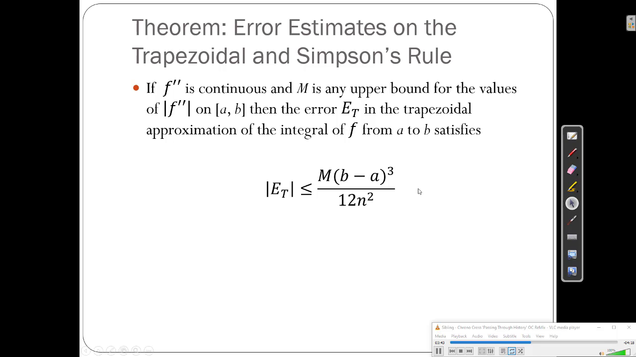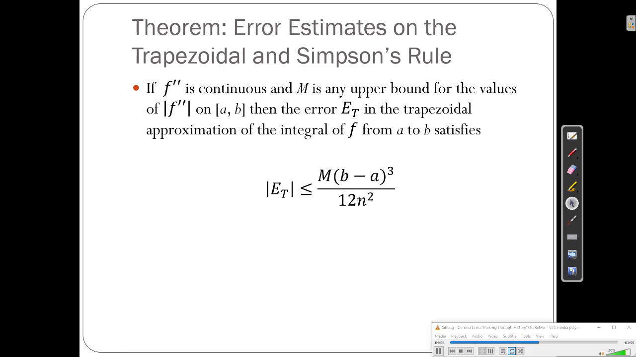So this will tell you if you want to bound with a certain error, like say 0.000001, well, you just set this to be less than or equal to 0.000001, and then figure out what your n would have to be, how many subintervals you'd have to have for that accuracy. Because if you can bound this with something, that will also bound the error.